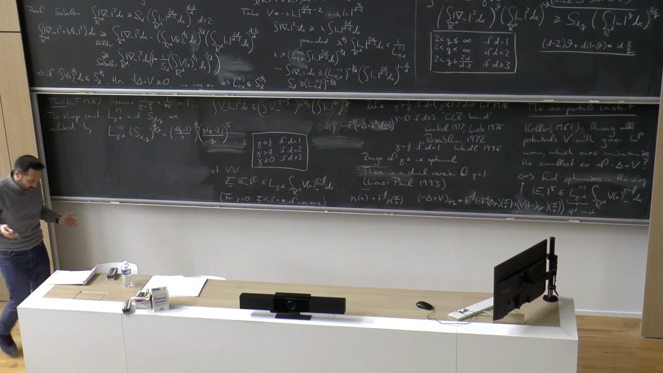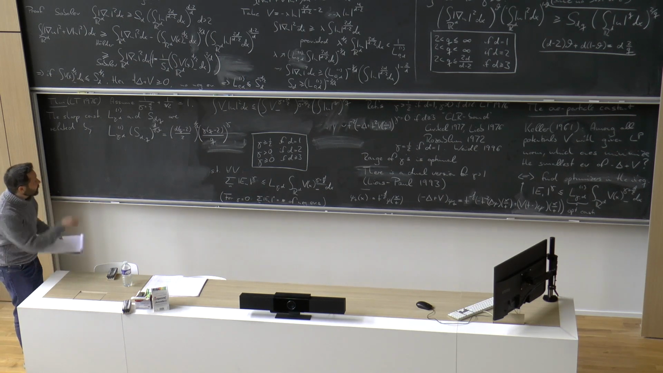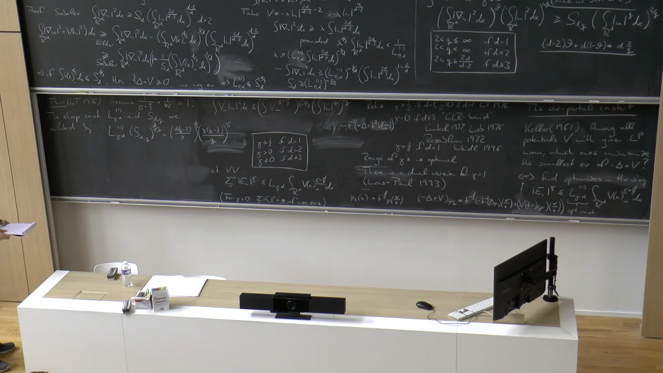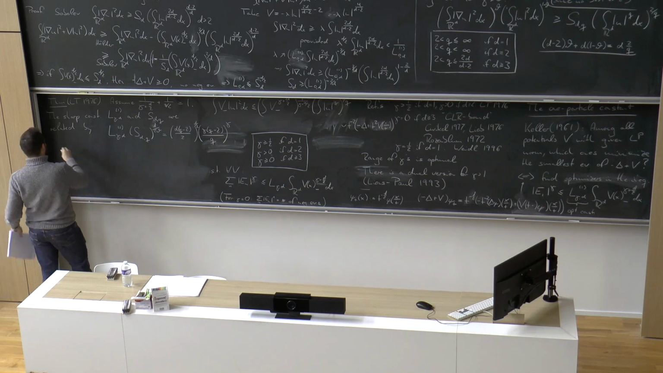And there is more. Not only are the constants related, but remember Keller was really asking about the optimal potentials. And so now, similarly, optimal potentials for the one particle Lieb-Thirring thing are related to optimizers in the Sobolev inequality.